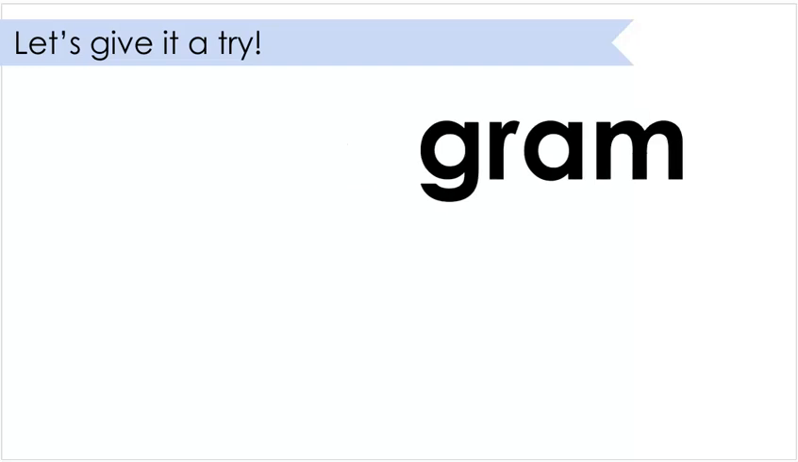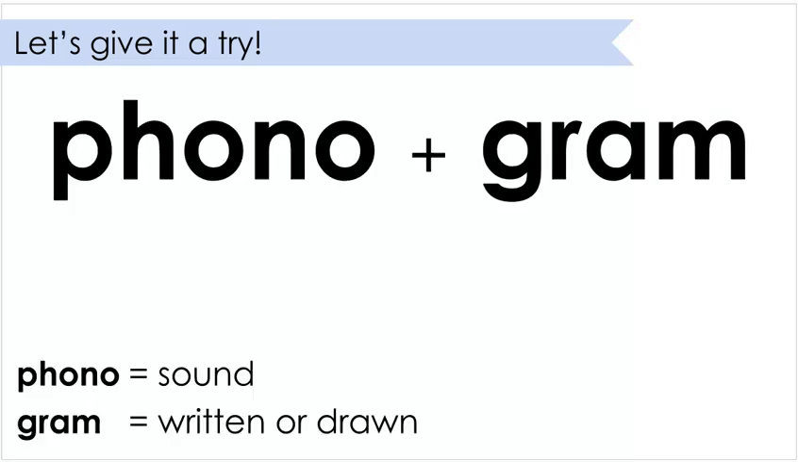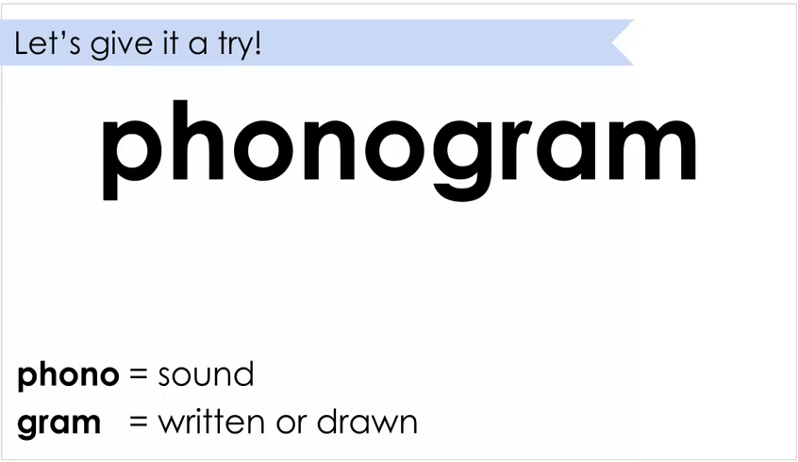We're going to go back to gram. And this time we're going to add phono. Now, phono means sound. Of course, gram means written or drawn. If I add those together, what do you think my new word is? Phonogram is correct. Now, since phono means sound and gram means written or drawn, if I add those together, what do you think they mean?